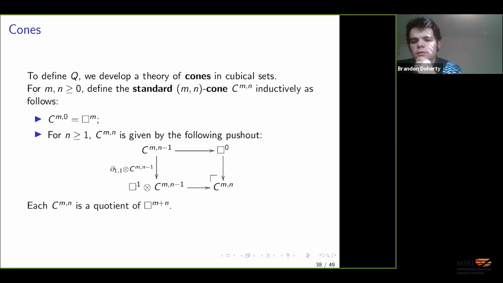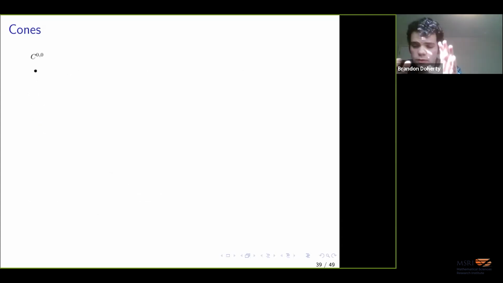So that's kind of an abstract perspective on these cones. Now we can take a look at some illustrations of some of these cones to get a better feel for what they would look like. So the 0,0 cone is just a vertex, right? You take a 0 cube, you take 0 cones on it, and it's still just a vertex. Now C_0,1, the standard 0,1 cone, is just an edge. It's just a 1 cube. So this is actually isomorphic to C_1,0.